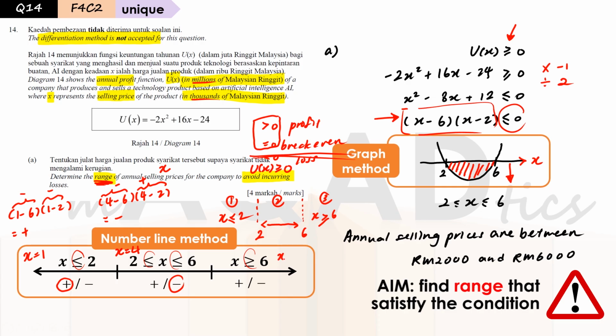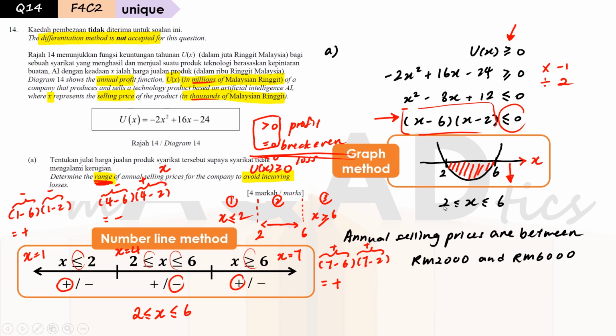And for the last part, let's say here is x equals to 7. So 7 minus 6 and 7 minus 2. So here would be a positive value multiplied with a positive value. So here is positive. Alright, so now we are going to identify which parts are negative, which is this part in the middle. So this would be our answer. x is between 2 to 6, the same answer that we have gotten in the graph method.